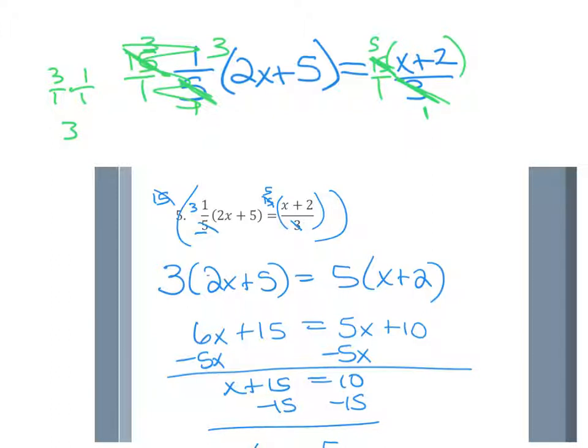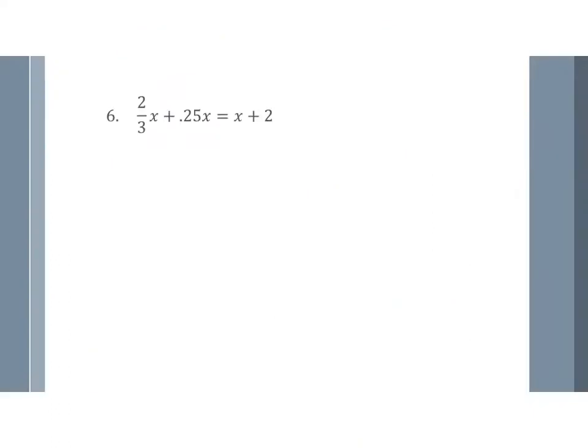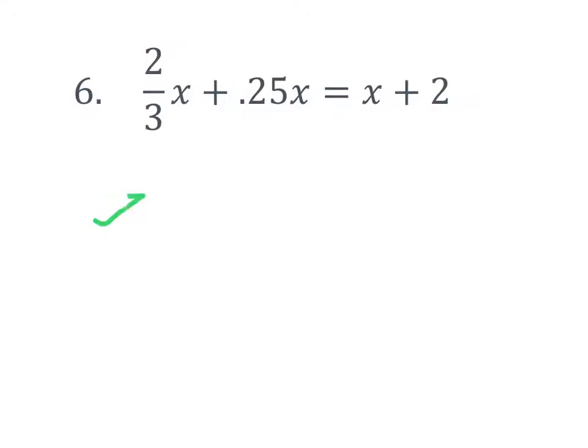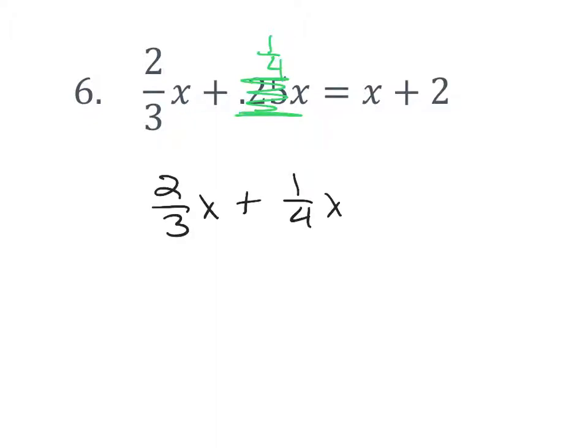Next one has decimals and fractions. Now, again, if you're comfortable with working with this as fractions and decimals, you can leave it. But what I'm going to do is change the 0.25 here into 1/4. Everybody realize that 0.25 is 1/4? Good on that? So I'm going to change this to 1/4 x. So now my problem is going to be 2/3 x plus 1/4 x equals x plus 2.